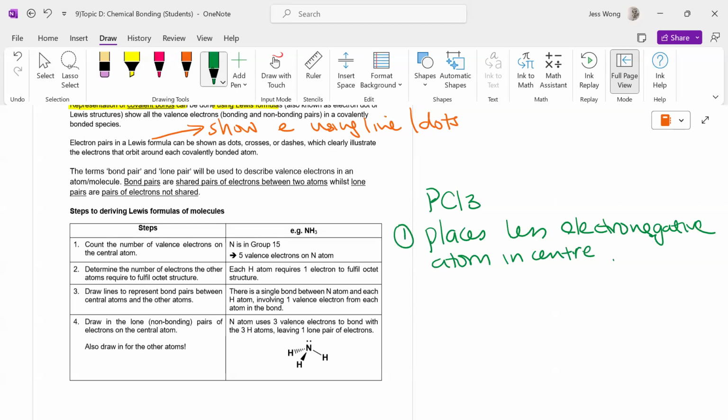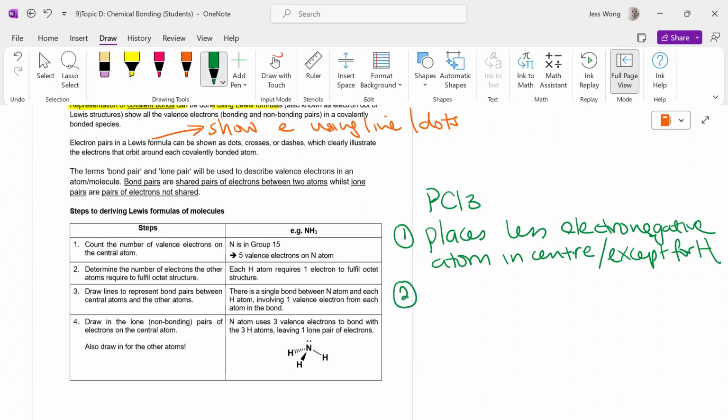In this case, you can refer to the electronegativity values, or after a while you more or less get it. We place the less electronegative atom in the center, except when it's hydrogen. For hydrogen, you never place it in the center because hydrogen can only form one bond. Once you place it in the center, it forms one bond and that's it. You can't bond anymore. In this case, phosphorus is less electronegative than chlorine, so we place phosphorus in the center.